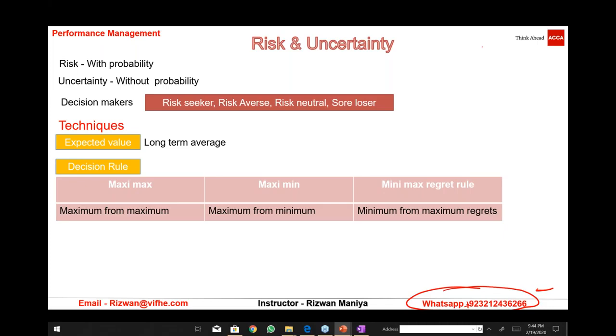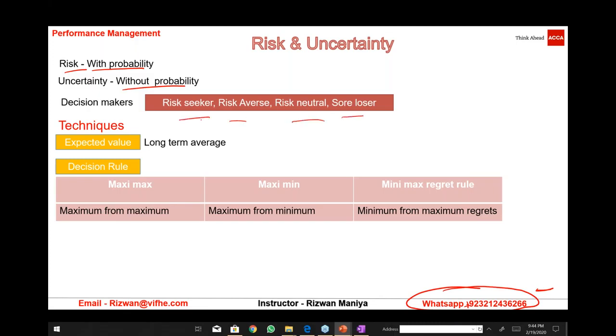Now, and don't get into the details, as I said, you just have to focus on calculations here. Now, the next topic that I'm focusing on right now is risk and uncertainty. A risky situation is the one in which you have probabilities. An uncertain situation is the one in which you don't have probabilities. There are four types of decision makers: risk seeker, risk averse, risk neutral, and sore loser.